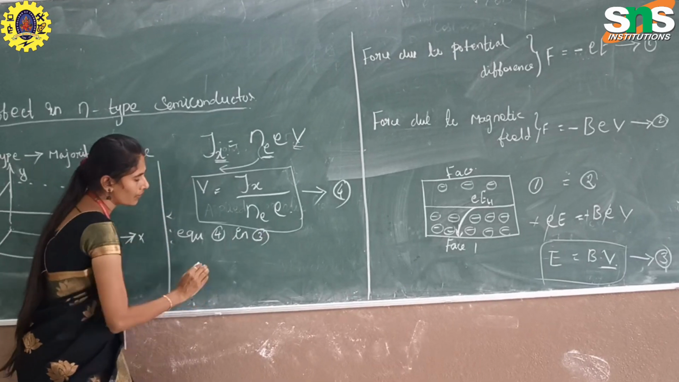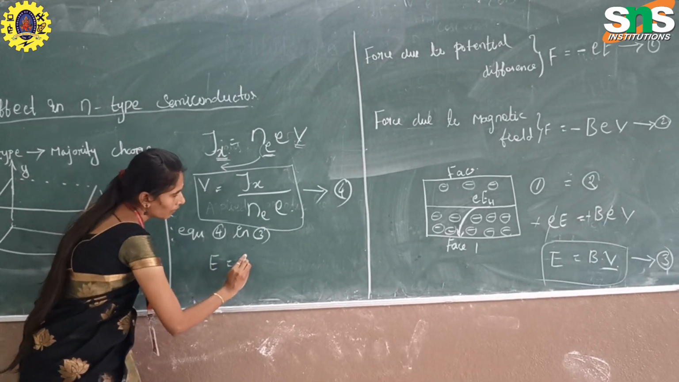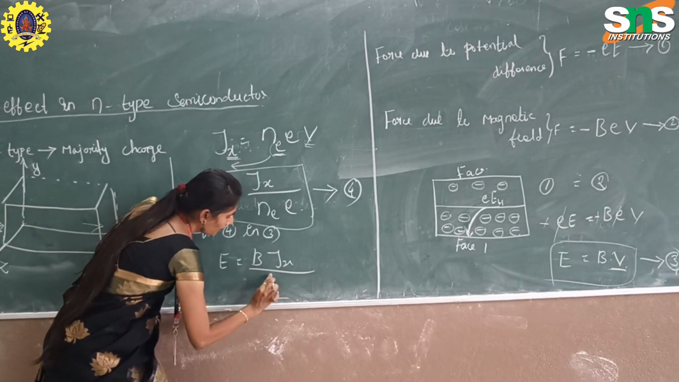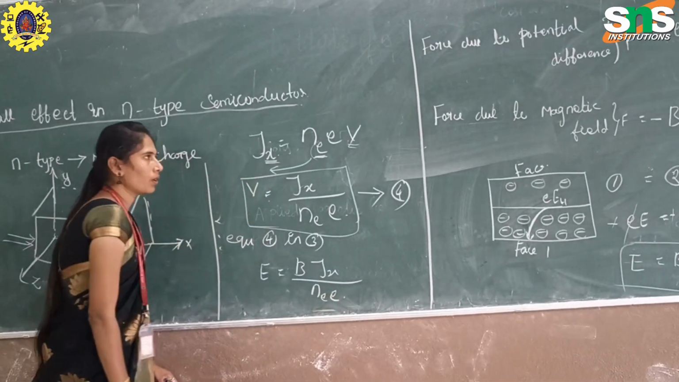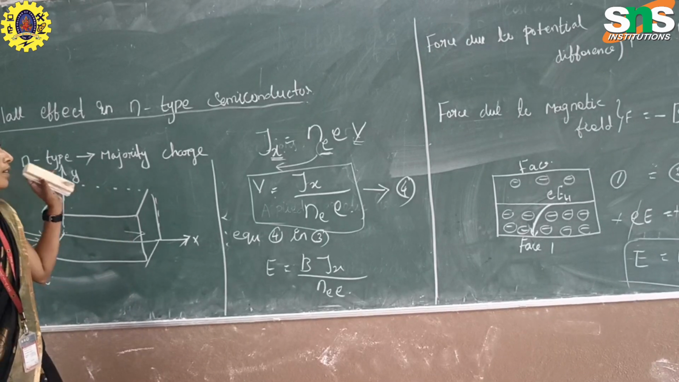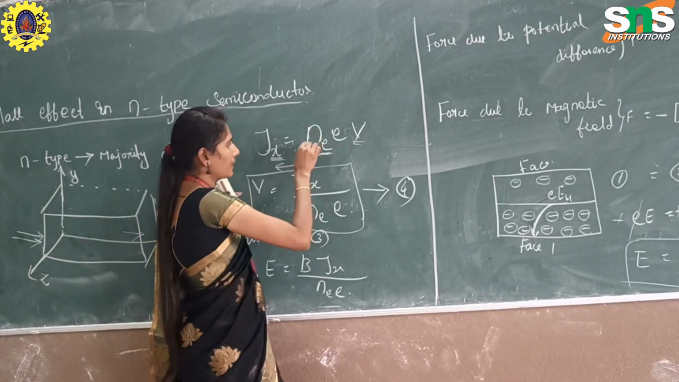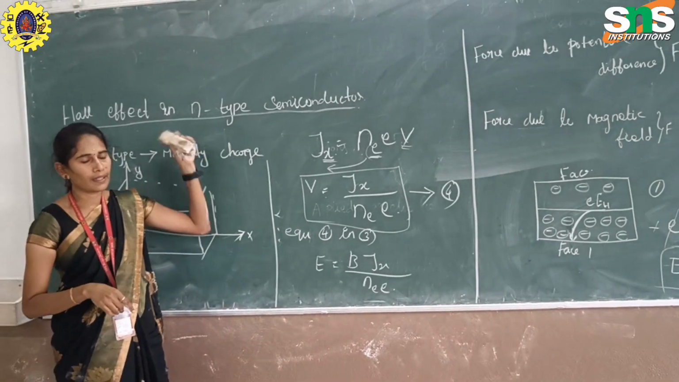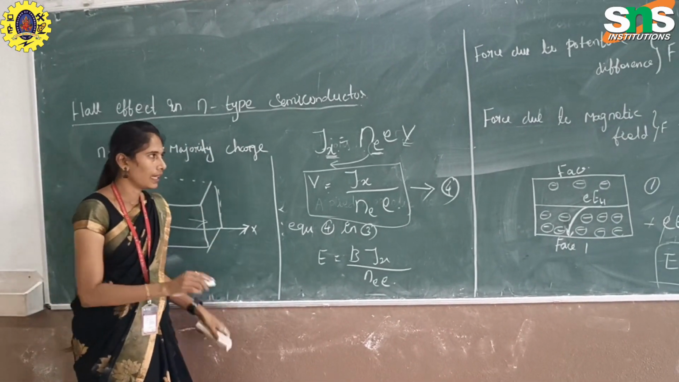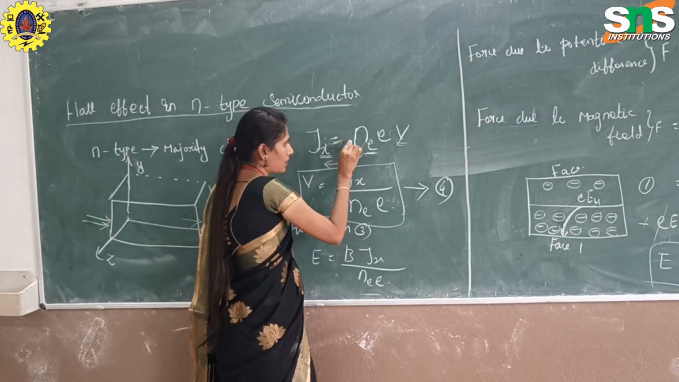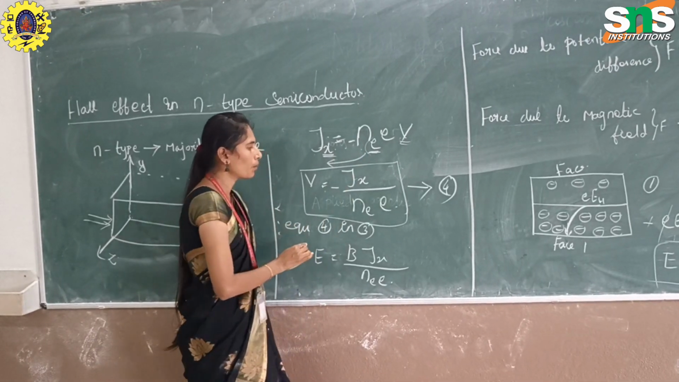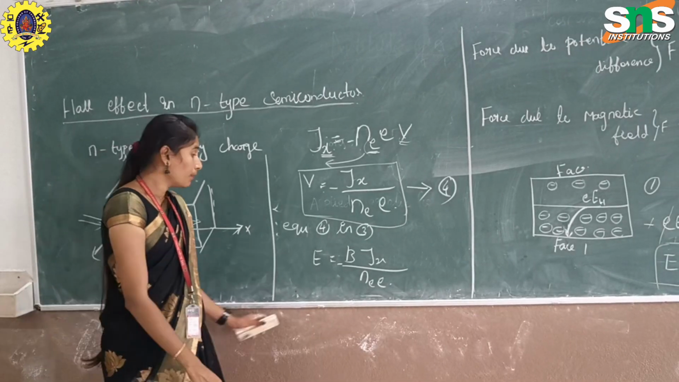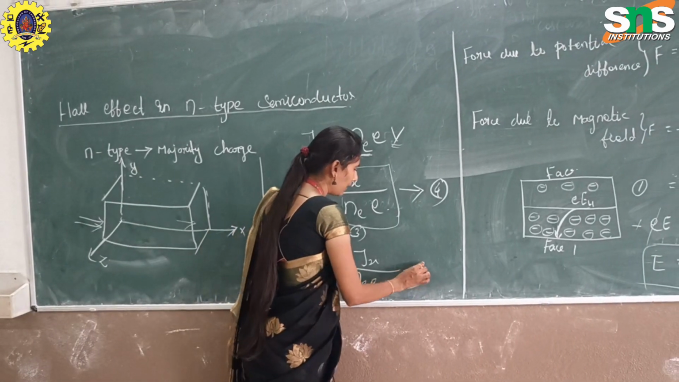And then what is the final equation? E is equal to B into, what is the value of V? Jx divided by Ne. In this case, Jx is equal to Ne into V. For an n-type semiconductor, the majority charge carrier is the electron, so the current density is replaced by a negative symbol. So here also it is negative, and here also we put the negative symbol. Okay, this is equation number 5.